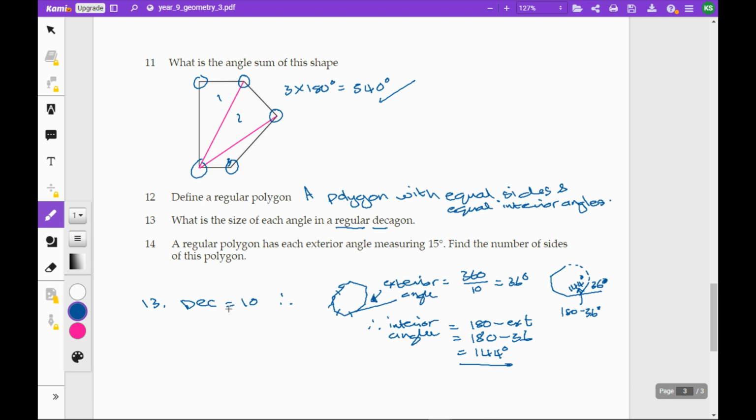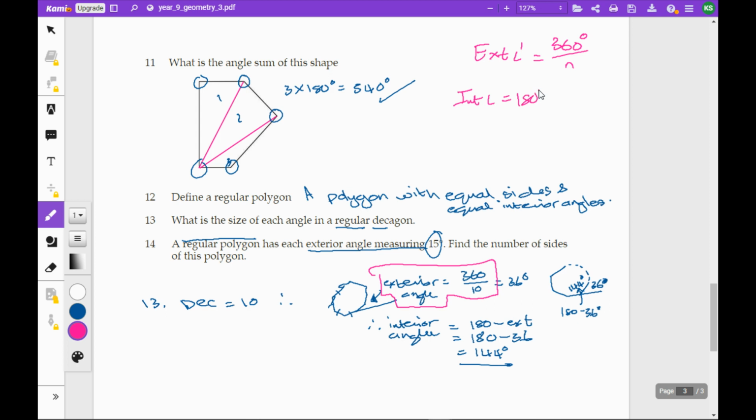Okay, let's go to question number 14. A regular polygon now, again, all the sides are equal in angles, has an exterior angle measuring 15 degrees. Find the number of sides of this polygon. Let's recall this formula. The formula for exterior angle is this. Let me write it over here. Exterior angle is equal to 360 degrees divided by the number of sides. Interior angle is equal to 180 degrees minus the exterior angle.